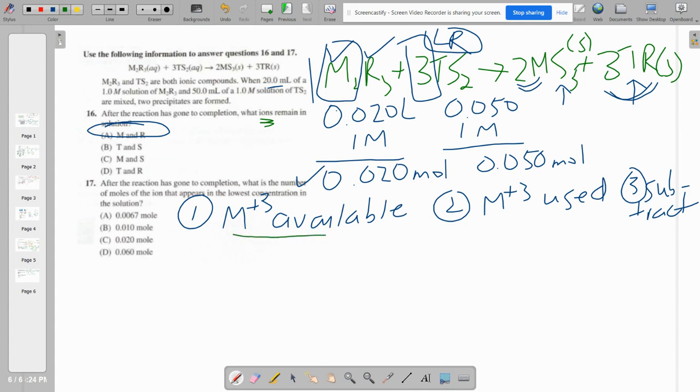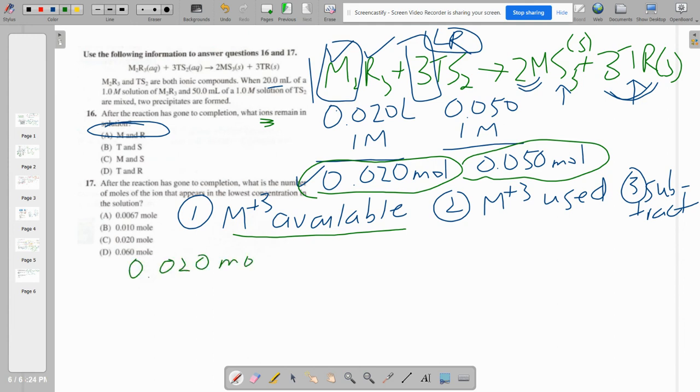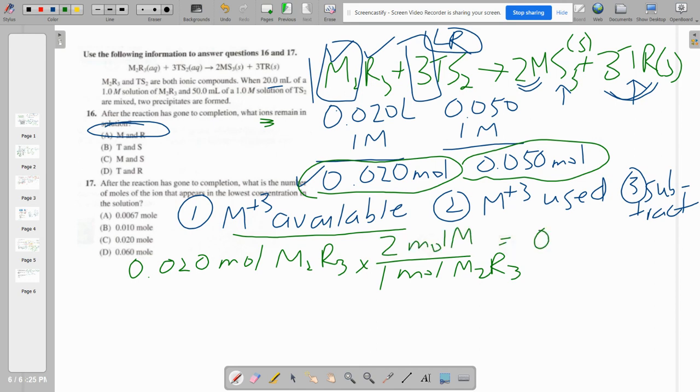So let's see, to figure out the M available, do I start with the limiting reactant, or do I start with the source of the M? Okay, and I would say to figure out the M3 plus available in the first place, I'm going to start off with the source. So I'm going to start off with the 0.020 moles of M2R3. And then for every 1 mole of M2R3, you're going to get 2 moles of M. Okay, so I basically just double that number. 0.040 moles of M is available.